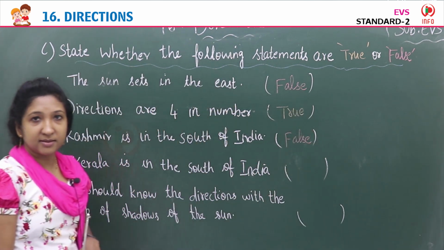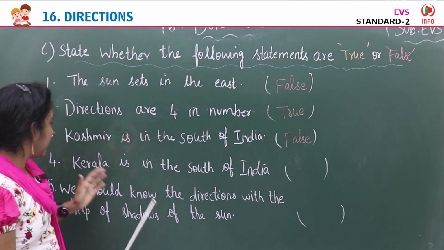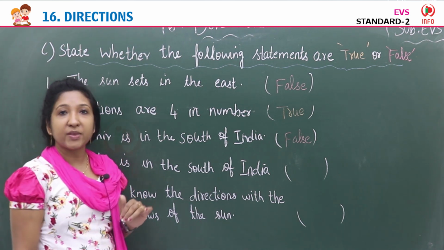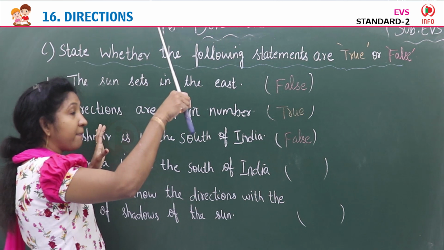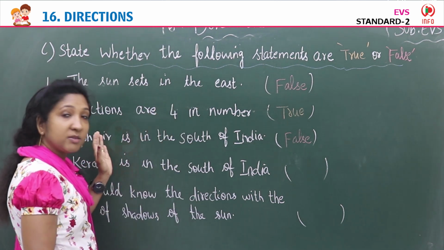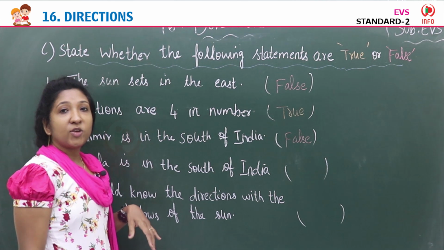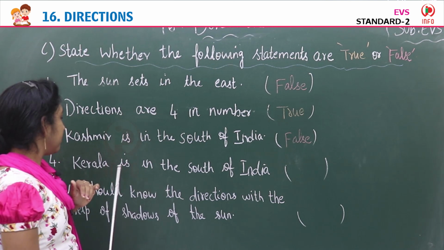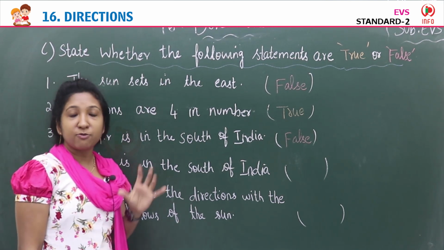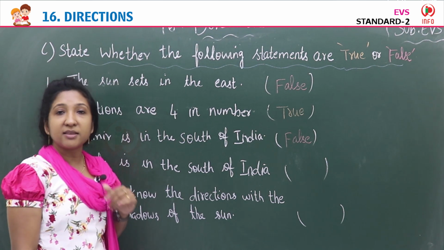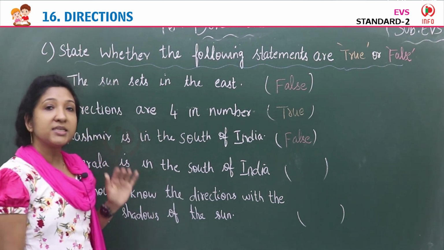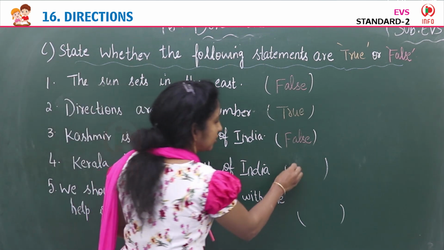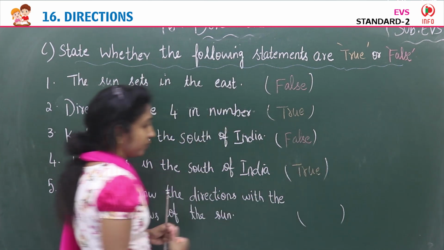Now coming to the fourth statement. Kerala is in the south of India. On the map, the upper portion, the top, is north, and the bottom is south. At the bottom, you can see Tamil Nadu, Kerala and all. So the bottom is the south part. Kerala is in the south only. So the given statement is correct. It is true. So write here true, T-R-U-E, true.